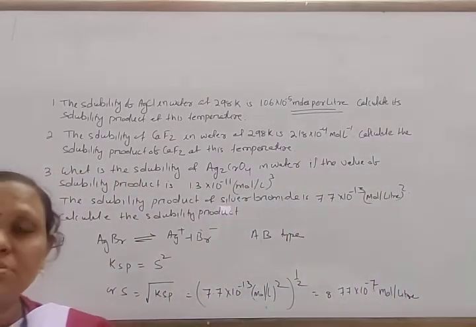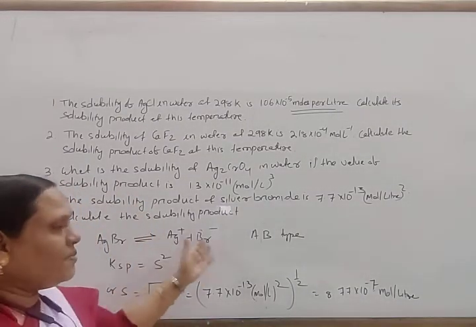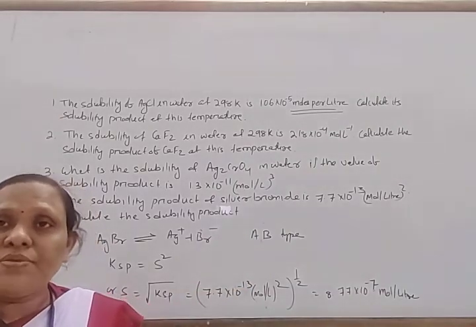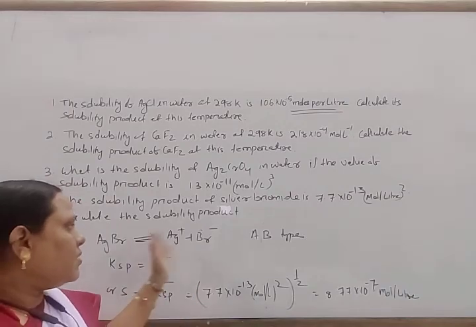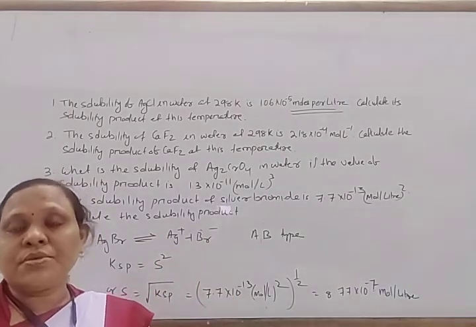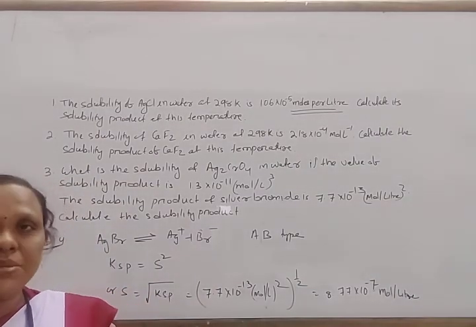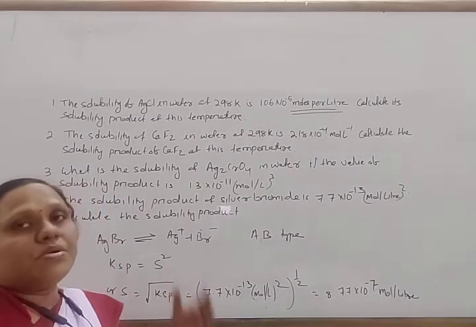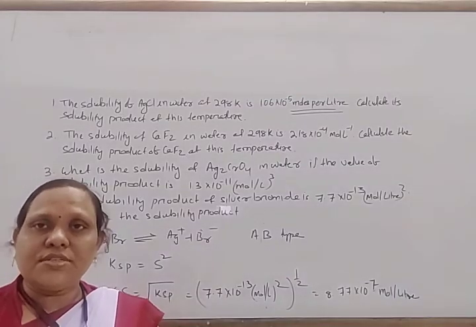Another type of question may come, where the concentrations of, suppose, Ag plus and Br minus are given along with the Ksp value. Will the precipitate form or not? In this case, first multiply the given Ag plus concentration and Br minus concentration. If this value exceeds the solubility product, then the precipitate will be formed. If this value is less than the solubility product, then no precipitate will be formed. Okay, so this is for today.